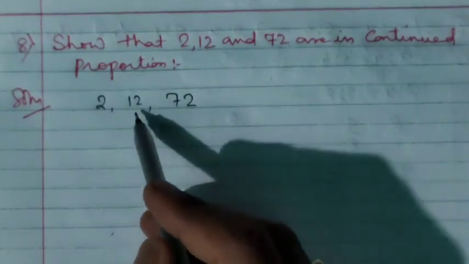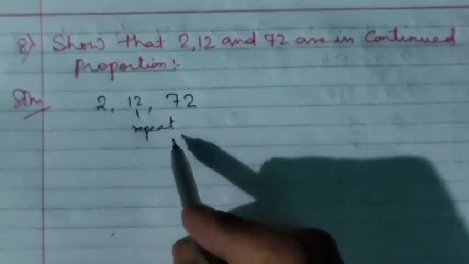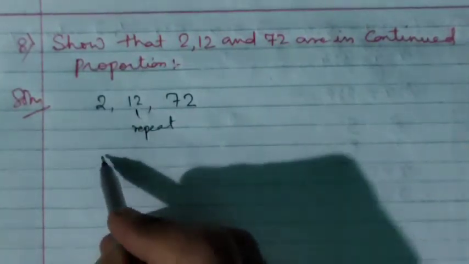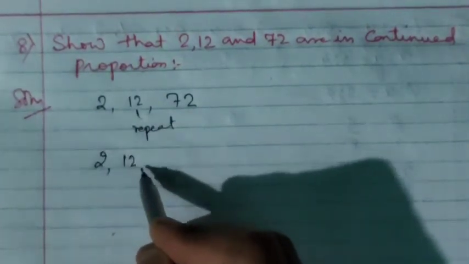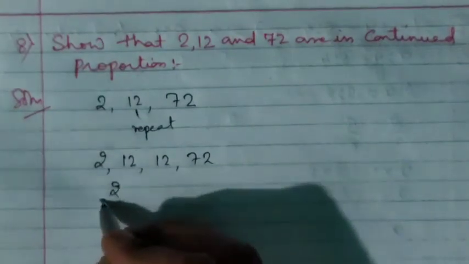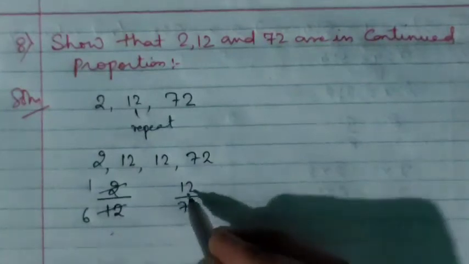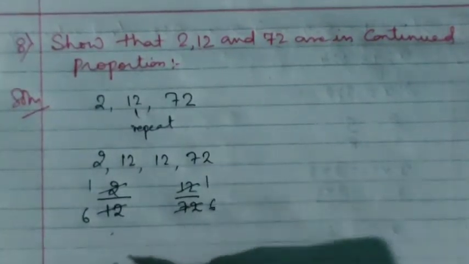What we will do? We will repeat the second term. What will be the new term? 2, 12, 12, 72. Like this. Now we are having four terms. Now we will put the first two terms in a ratio, then the second two terms in another ratio. Now we will reduce these two fractions. 2 1 are 2, 2 6 are 12. 12 1 are 12, 12 6 are 72.